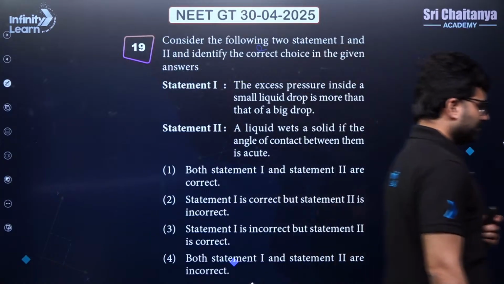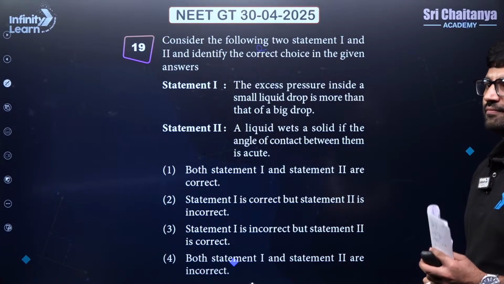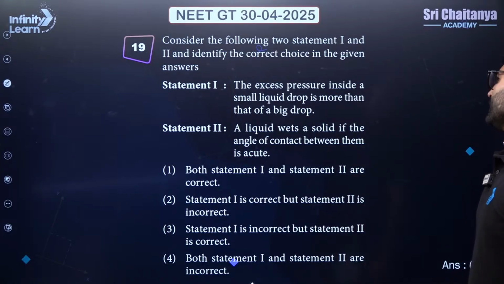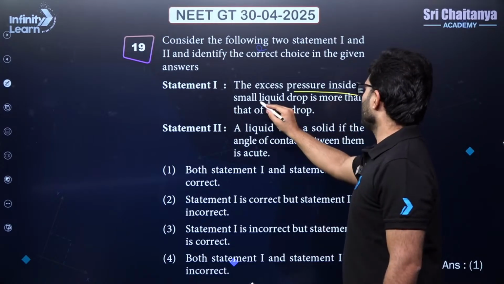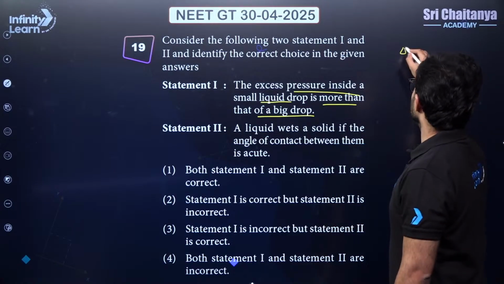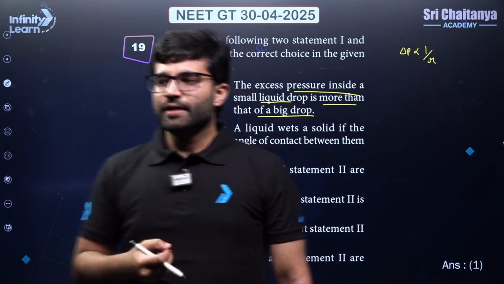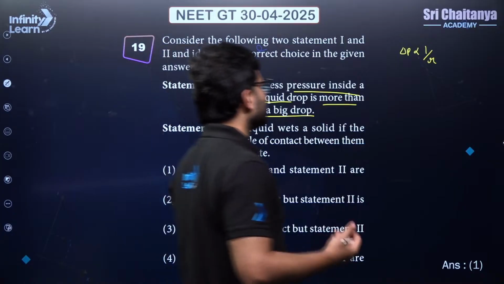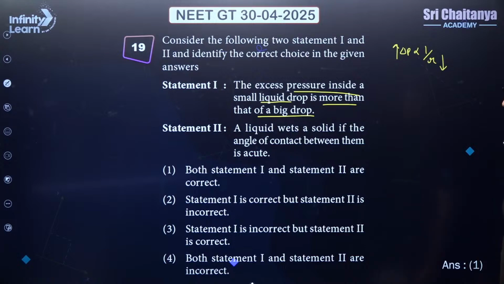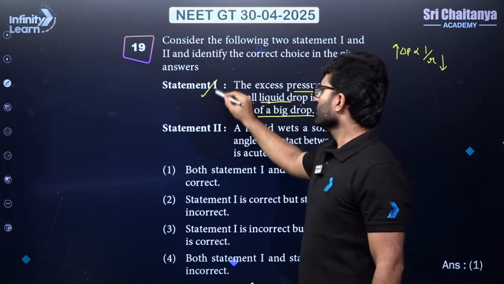Let's move ahead. Consider the following two statements 1 and 2 and identify the correct choice. The excess pressure inside a small liquid drop is more than that of a big drop. That is correct, because excess pressure is inversely proportional to the radius. If it is a drop, it is 2T by R. If it is a soap bubble, that is 4T by R. So it is inversely proportional to the radius. The smaller the radius, the greater the excess pressure. So yes, that is true. For a small drop, it is more than a big drop.